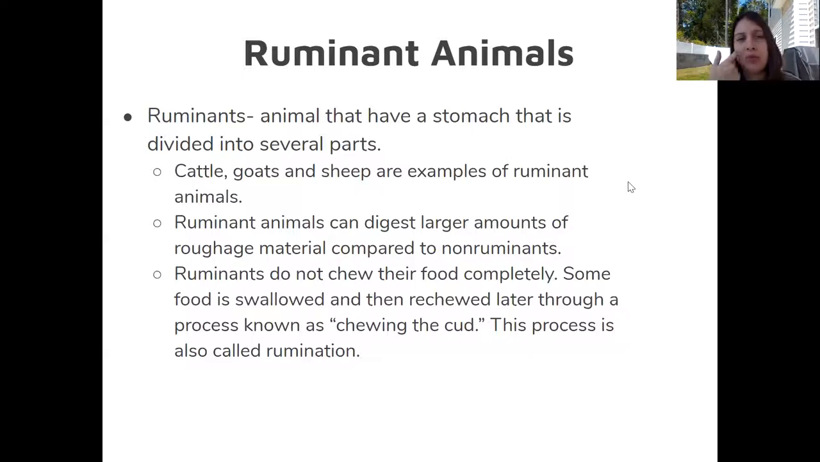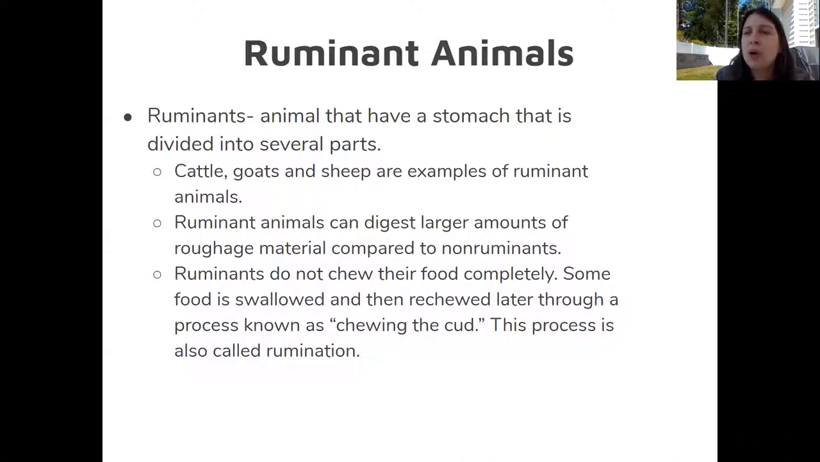Typically, when we think of ruminants, we think of cows, sheep, and goats, because they're most common. But there's also llamas, alpacas, deer, camels. Those animals are also ruminant animals. Ruminant animals digest tons of food, and it's all primarily going to be roughage. Roughage is food that humans don't eat because our bodies can't break it down.